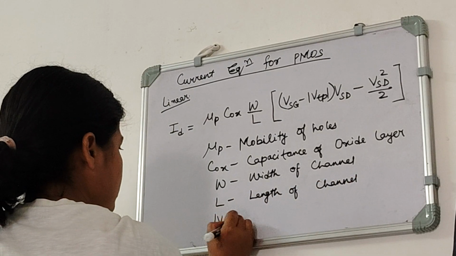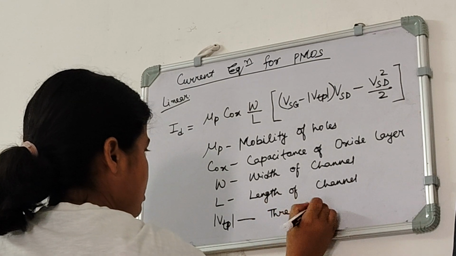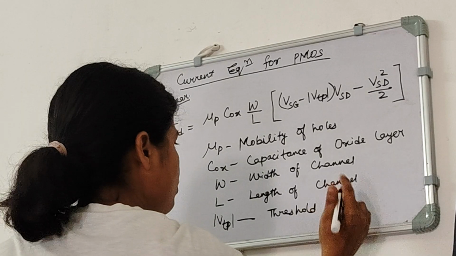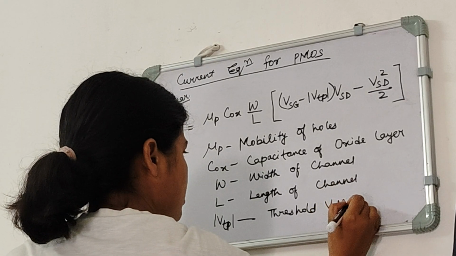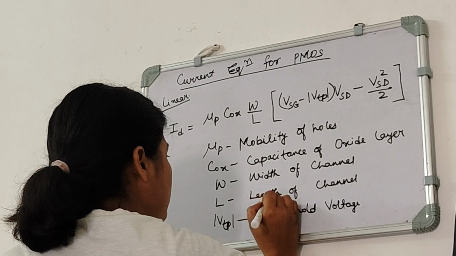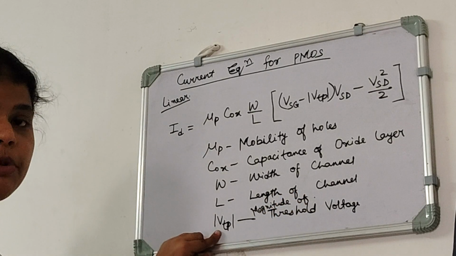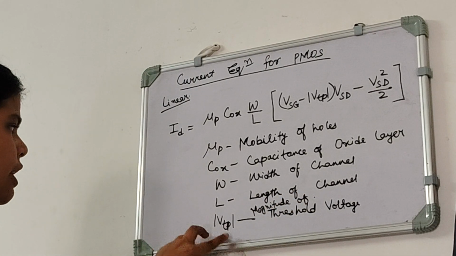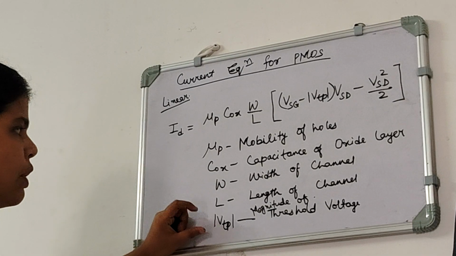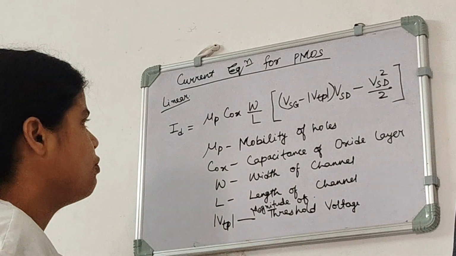Mod of VTP is the threshold voltage of PMOS. We can say it is the magnitude of the threshold voltage, because our threshold voltage is just VTP, which will be negative, but here we are taking the mod, so we are just taking the magnitude. We are not taking negative or positive, we are just taking the value of the threshold voltage.